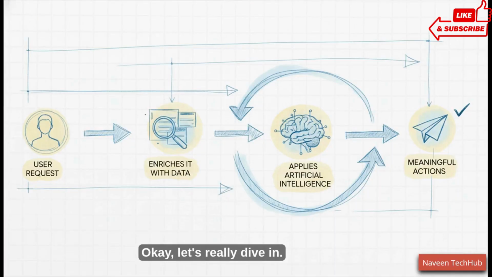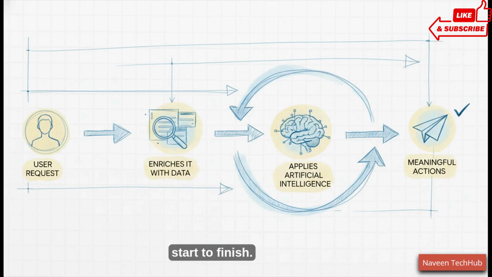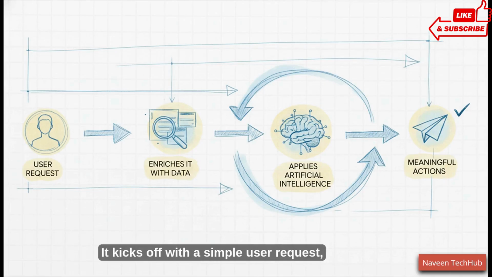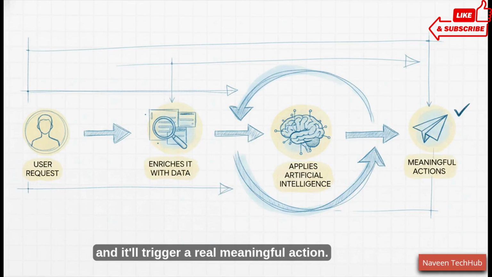Okay, let's really dive in. We're not just connecting two apps here, we're building a whole intelligent process from start to finish. It kicks off with a simple user request, but by the time we're done, that request will have been enriched with new data, processed by an AI, and it'll trigger a real meaningful action. This is where automation gets truly powerful.